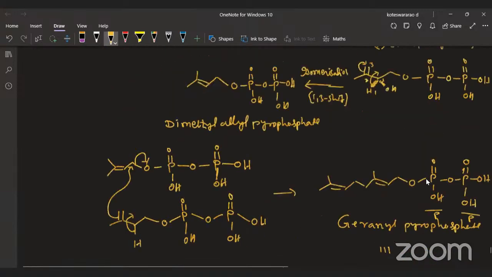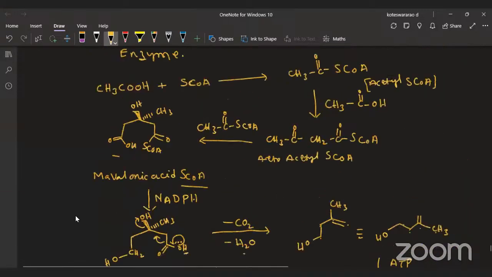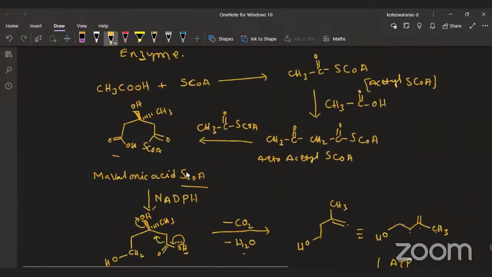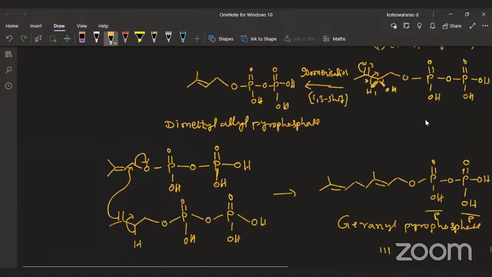Now the biosynthesis starts from acetic acid through the formation of mevalonic acid. That is, first it is converted into acetyl CoA. The acetyl CoA is converted into mevalonic acid. The mevalonic acid undergoes phosphorylation. That leads to the formation of dimethyl allyl pyrophosphate.